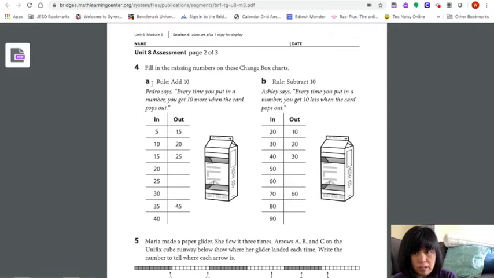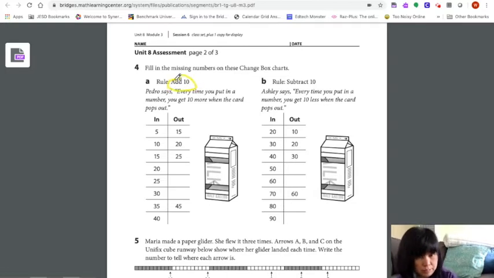So A says, roll add 10. Pedro says every time you put in a number, you get 10 more when the card pops out. I'm going to read that one more time, and I'm going to circle some information I heard that I thought was important. So A, roll add 10.